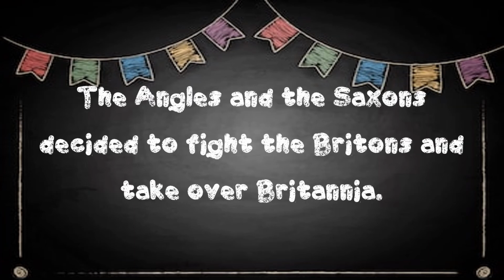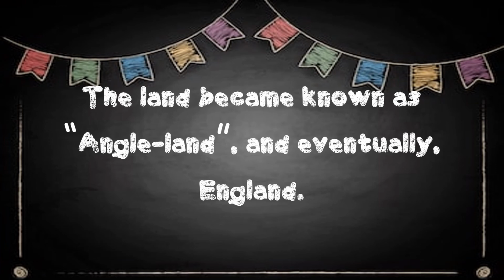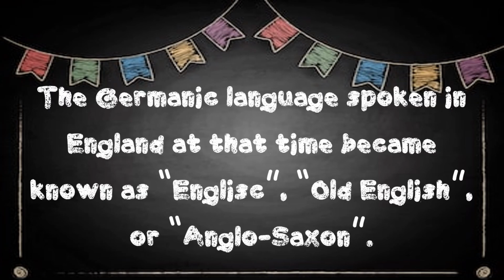The Angles and the Saxons decided to fight the Britons and take over Britannia. The land became known as Angleland and eventually England. The Germanic language spoken in England at that time became known as English, Old English, or Anglo-Saxon.